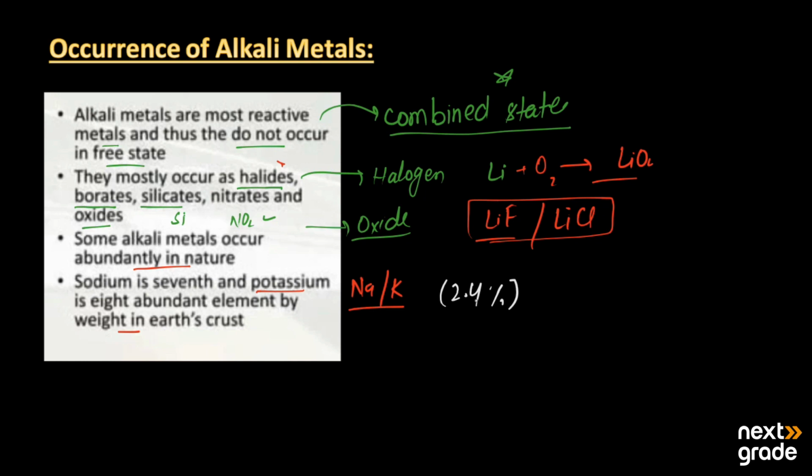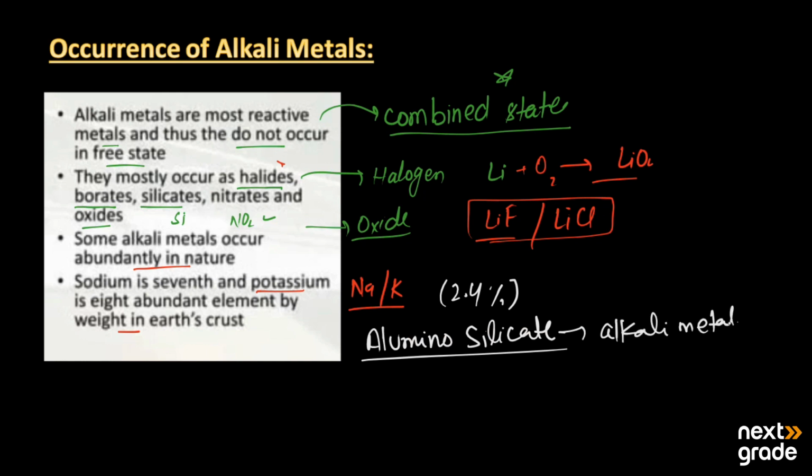Most of the earth crust is composed of insoluble aluminosilicates, and these silicates are mainly of the alkali metals. So they mainly consist of different types of elements, and there are also many mineral forms of the alkali metals. For example, we have rock salt, which is NaCl. It is also known as halite, and it is present in nature.